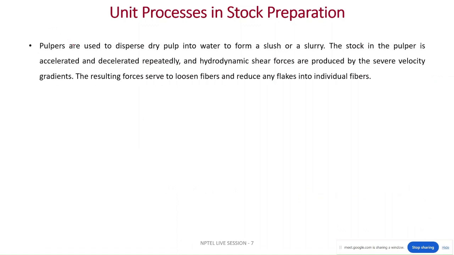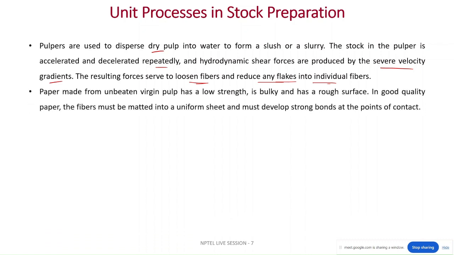So pulpers are used to disperse the dry pulp into water to form a slush or slurry. The stock in the pulper is accelerated and decelerated repeatedly, and hydrodynamic shear forces are produced by the severe velocity gradient. The resulting force serves to loosen the fibers and reduce any flakes into individual fibers. So the main purpose of the pulper is to make all kinds of fibers well dispersed into individual fibers.